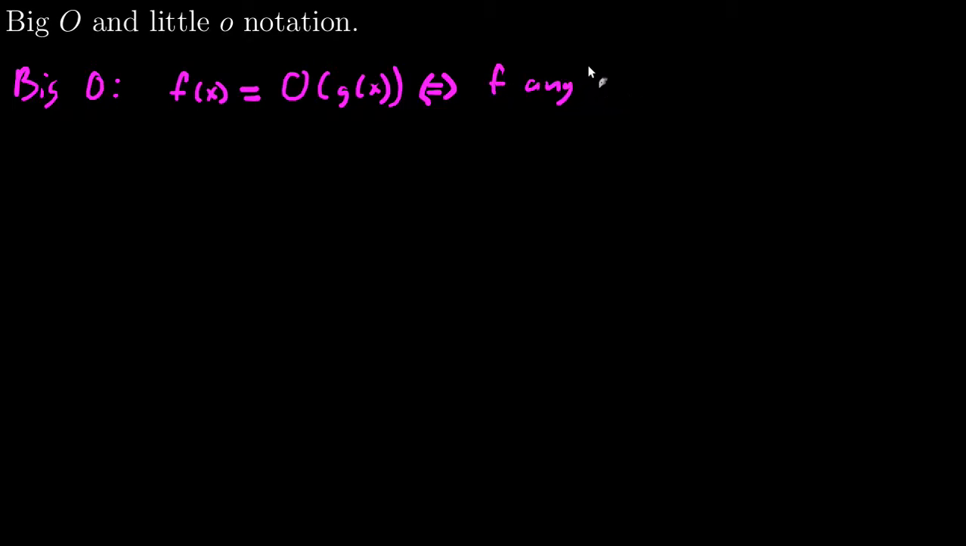So for big O, this notation means the following. If f of x is big O of g of x, then that means that either f and g grow at the same rate, or f grows slower.